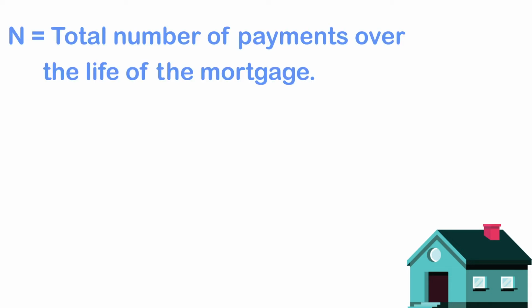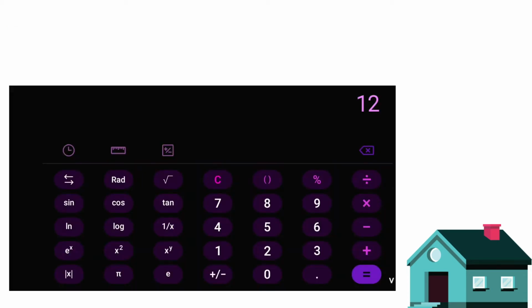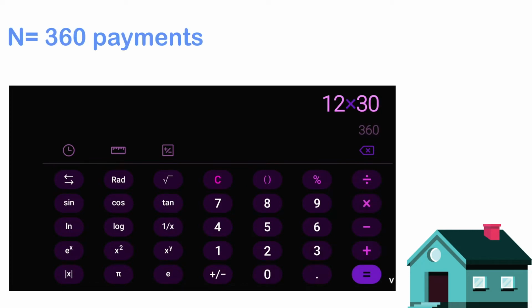N is the total number of payments for the 30-year mortgage. So 12 times 30 equals 360. Now we know the total number of payments over the life of the mortgage is 360 payments. Now we just have to figure out R. Since R is an annual rate of 5%, we set R as 0.05 divided by 12.